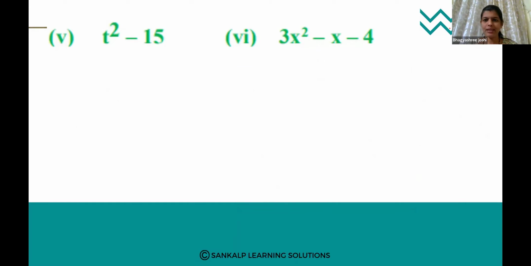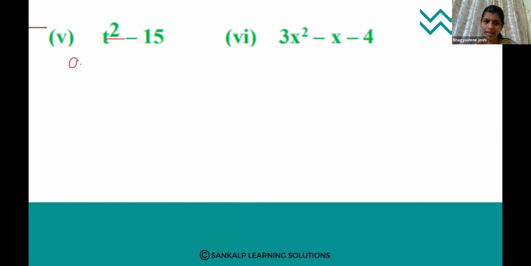So next problem is, children, t square minus 15. This is also a quadratic polynomial. But which term is missing here? T square minus 15. So highest power is 2. That means this is a quadratic polynomial. But which term is missing? Here constant term is there, but middle term is missing.